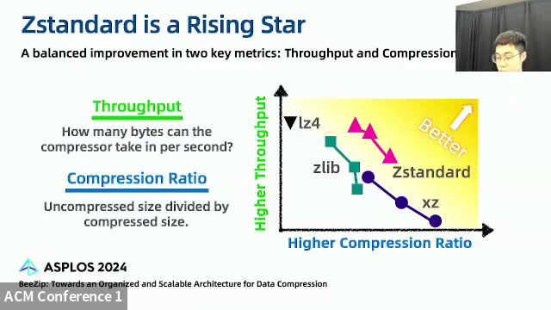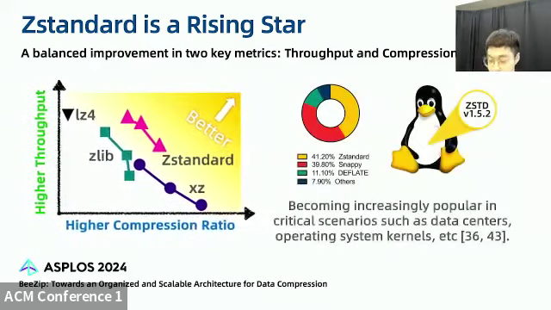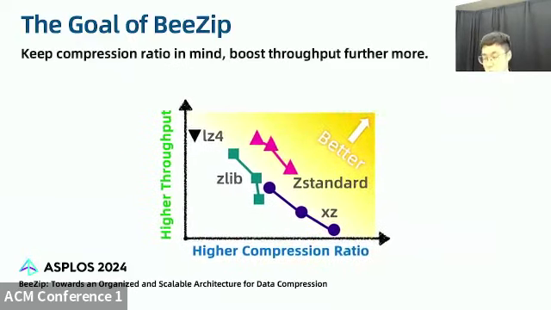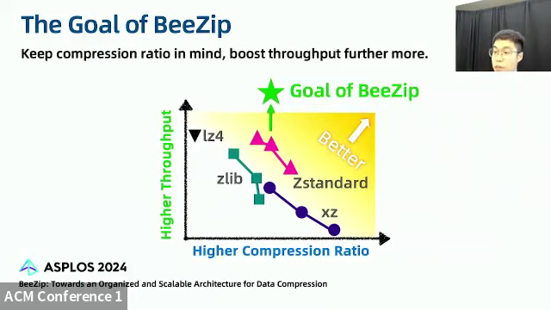Keeping this guideline in mind, we find that this standard is a rising star among these commonly adopted compression utilities. It's a balanced improvement in these two metrics. Thanks to these improvements, this standard is becoming increasingly popular in critical scenarios such as data centers, operating system kernels, and so on. Our goal is to further improve the throughput of this standard while maintaining the compression ratio, making it more suitable for the era of big data.